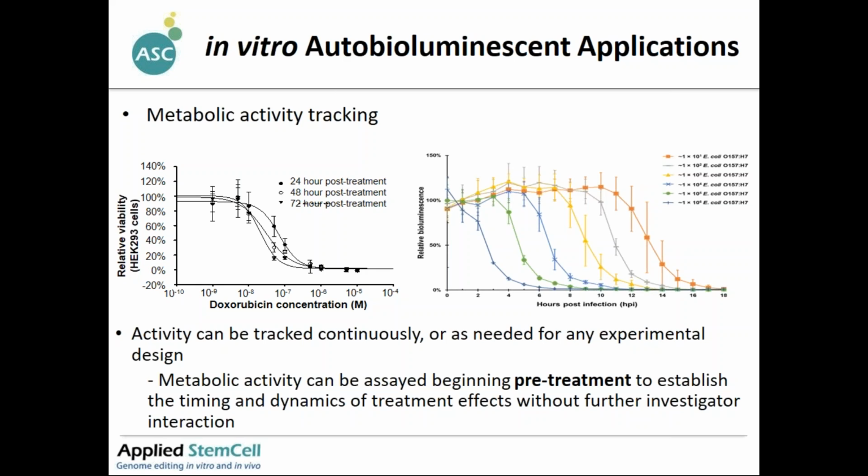And the graph shown on the right is a very neat example that I'd like to share with you. This figure shows the use of autobioluminescence to track pathogenic bacterial infection. By labeling the human cells with autobioluminescence, you can infect the cells with different doses of pathogenic bacteria, and you can continuously track how the metabolic activity of the human cells changes in response to infection by this bacteria.